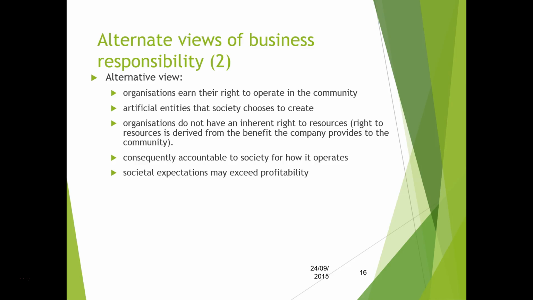Now, as much as we have schemes of royalties, mining rights, and all of this, I think there is a perception that those things that come from the earth are owned by all of us. All humanity has some right to them. So if a company is to exploit or use those resources to an excess, then potentially the community is going to step in and have some objection to that. Companies are consequently accountable to society for how they operate, and the societal expectations may exceed profitability. We might be asking more of these companies than just making a profit.